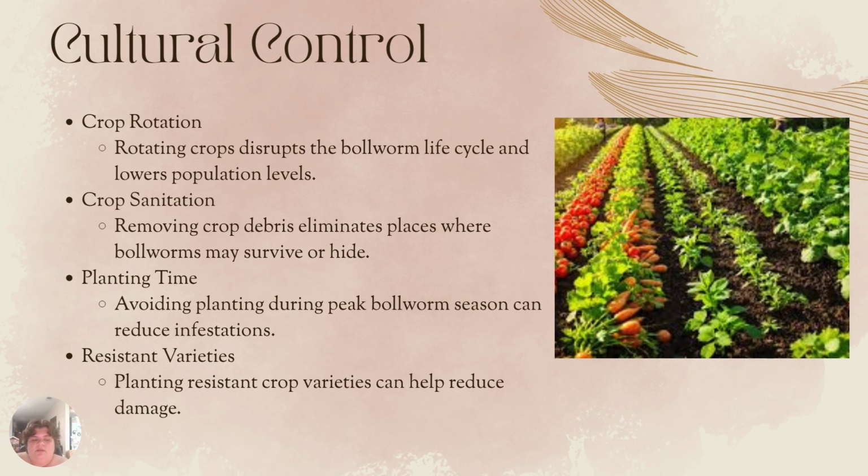Planting time, you can also theoretically adjust your planting and harvest times in order to avoid the peak bollworm season. This might not work in every case, but it's a good thought to have. And then you can also plant the Bacillus resistant varieties. So BT cotton, BT corn, plant those resistant crop varieties so they'll help reduce the damage.